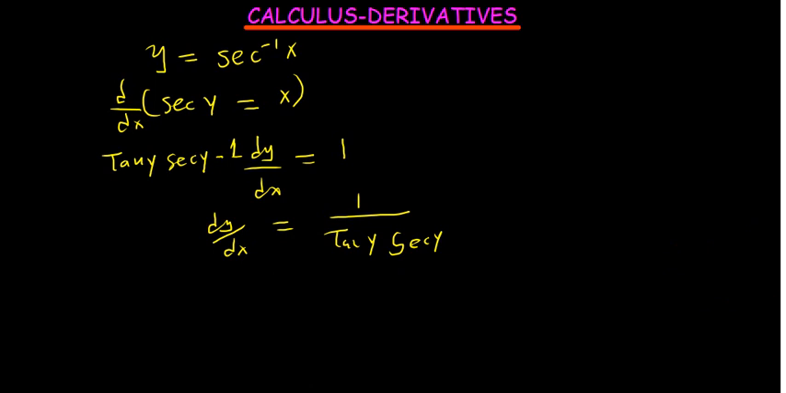And from here, what is our sec y? Sec y is x. So we're going to substitute. So this is going to be 1 over, I'll start with x. But what is our tan y? Well, we know our identities, and we already showed that area where we said sec squared y is the same as tan squared y plus a 1.